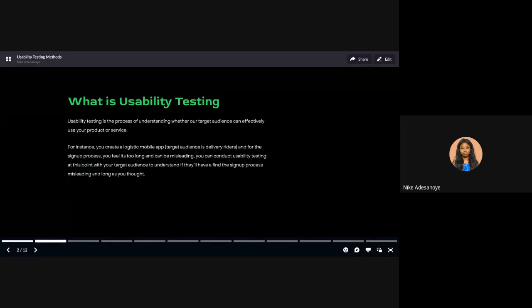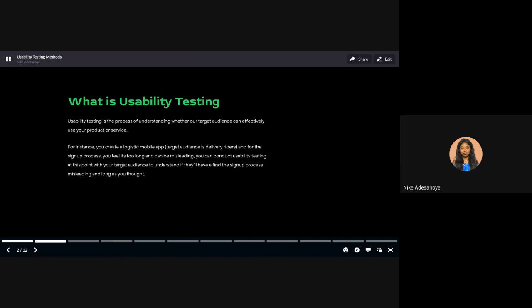So bringing these two things together, right, you can now say that usability is being able to achieve your goal and making it easy, right? Usability testing is a process whereby your target audience or your users are able to effectively use your product, right? So we are using this product now, and they can effectively use it.